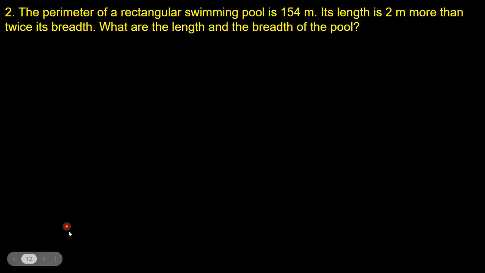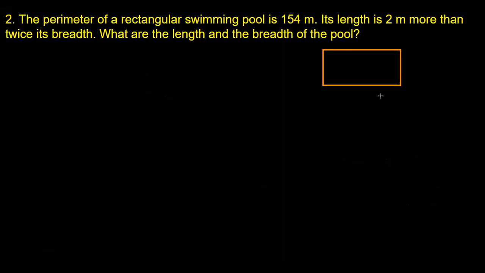It says the perimeter of a rectangular swimming pool. First of all, draw this rectangular swimming pool. Its perimeter is 154 and its length is 2 meter more than twice the breadth. So if it's 2 more than twice the breadth, can you take breadth to be x? This is the breadth, let this be x. And how do you write 2 more than twice? Twice means 2x, and 2 more, 2x plus 2. Yes, so you got the length, you got the breadth.